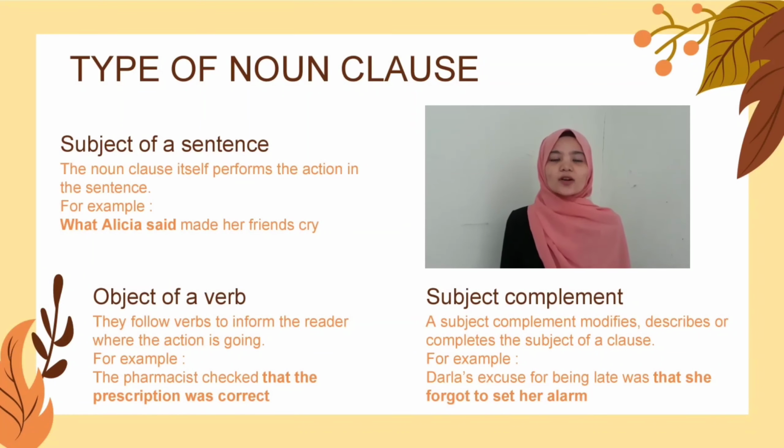And the next type of noun clause is subject complement. A subject complement modifies, describes, or completes the subject of a clause. For example, their last excuse for being late was that she forgot to set her alarm. Here, that she forgot to set her alarm is the subject complement.